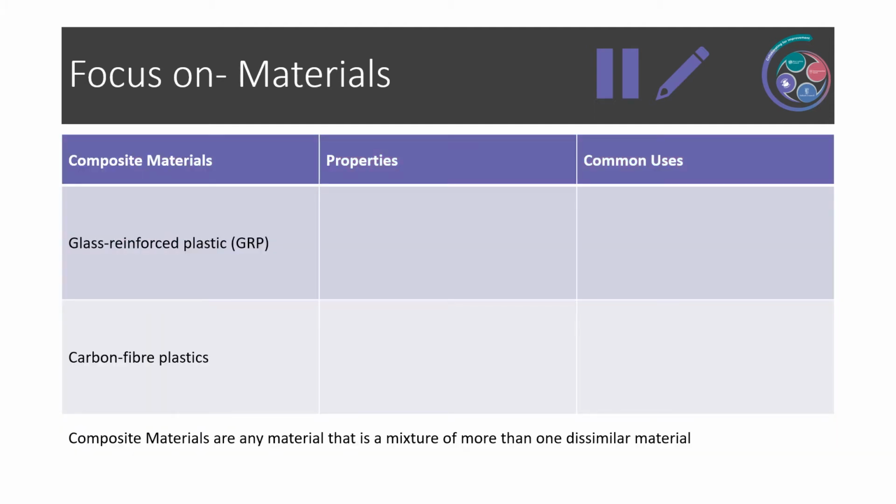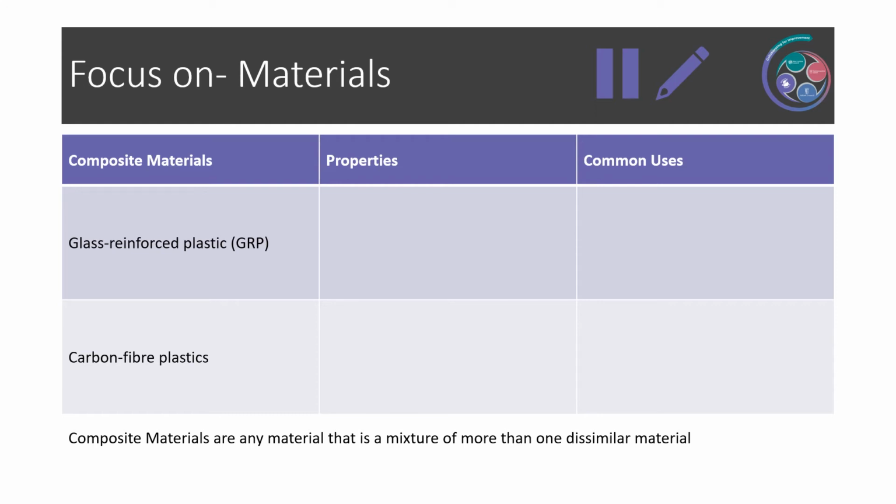At higher level, you also need to know about composite materials. Composite materials are any material that's made from a mixture of more than one dissimilar material. The specific composite materials that you need to know at higher level are glass reinforced plastic, or GRP, and carbon fibre plastics. There are other composite materials that you have already covered.